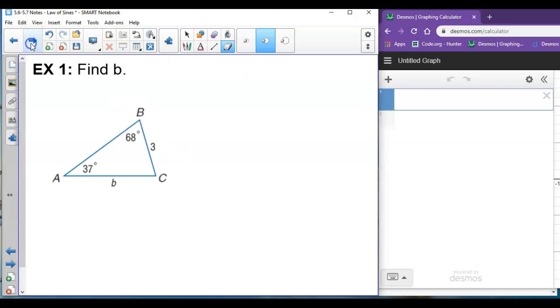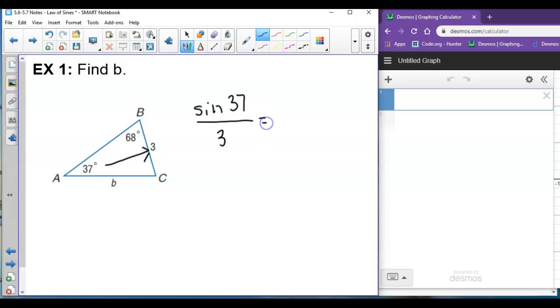All right, I'm going to go ahead and do the first problem. So our first problem here, we've got this triangle. We know two of the angles. We know one of the sides. We're trying to find side B right here. So to set this up, I would just say sine of 37 over the side across from it, which right here is 3. So sine 37 over 3 will equal, and then I'm going to say sine of 68 over the side across from it, which is our B, which is what we're trying to find.